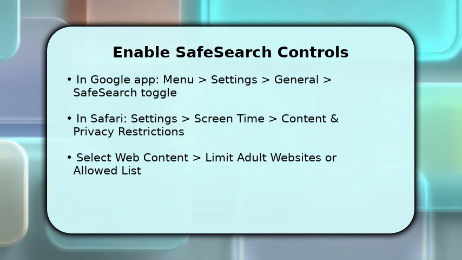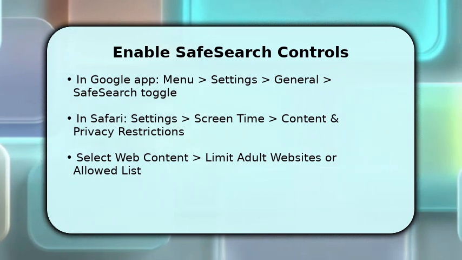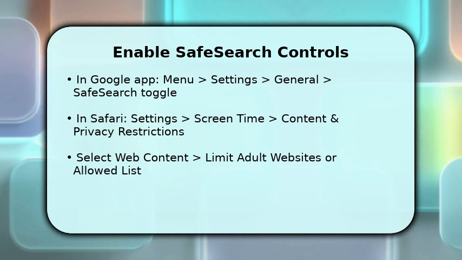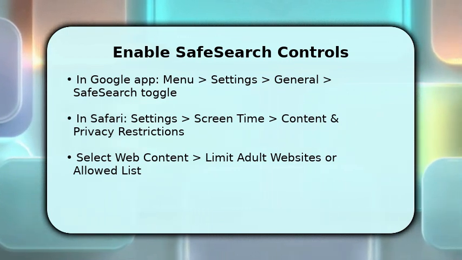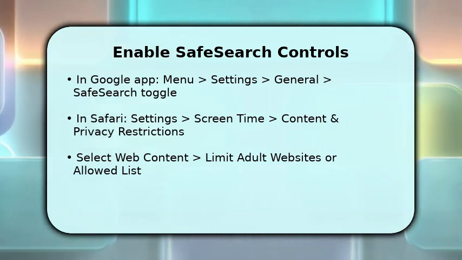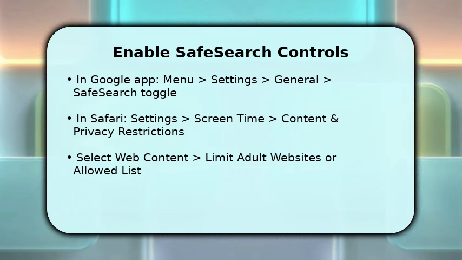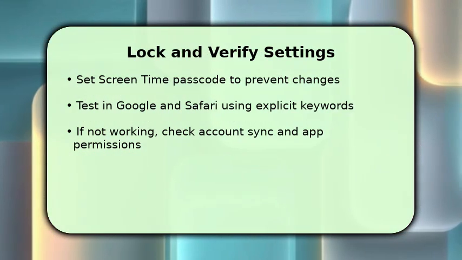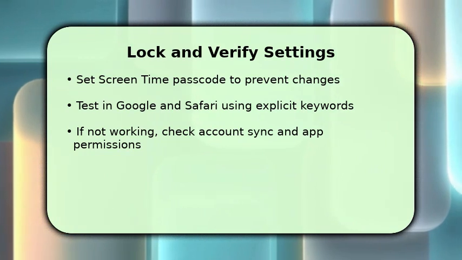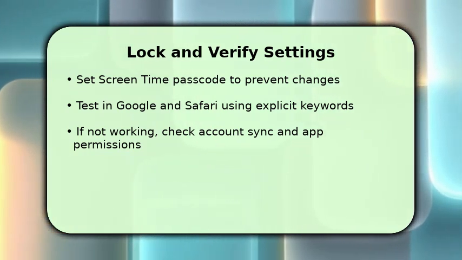Use transitional checks: open google.com in Safari to confirm filtering. Lock these choices with your Screen Time passcode so they persist across app restarts and software updates. To finalize, set a Screen Time passcode if you haven't. This prevents anyone from toggling Safe Search back.